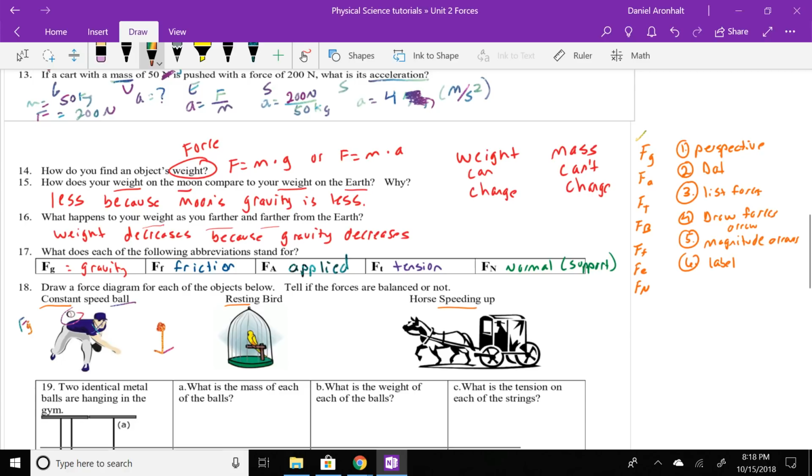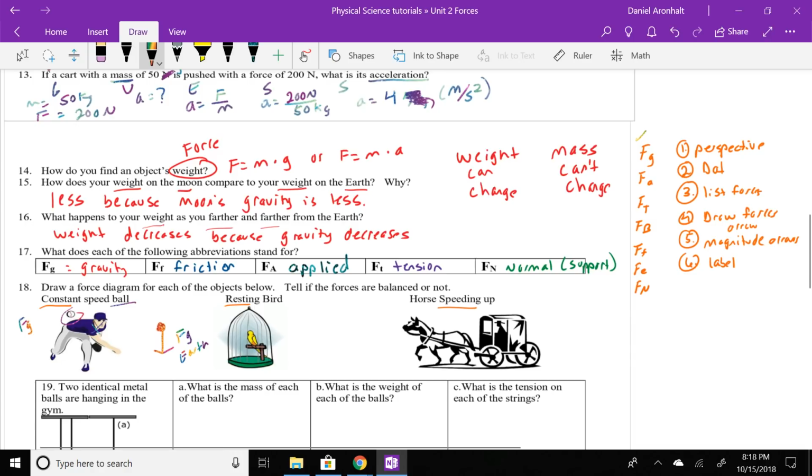I make sure the magnitude is correct. Here it doesn't really matter as long as it's balanced, and there's no force to unbalance it. And then I label it F sub G, and usually we put the source or the agent, and that's going to be the Earth. So there's my force diagram.